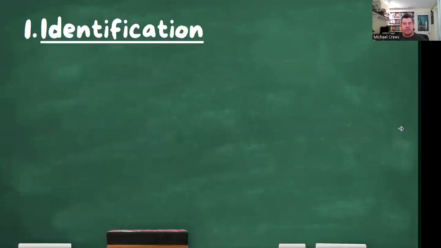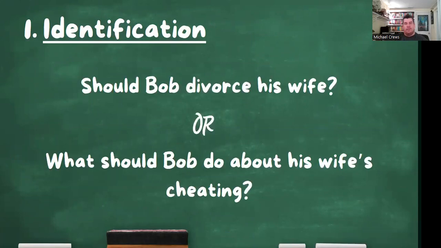So in the identification, I'm looking to lay out a question. My question is, should Bob divorce his wife, or what should Bob do about his wife's cheating? Either one of these would work for the case. I personally do the should question. That doesn't mean you can't do the other, but mine would be, should Bob divorce his wife?